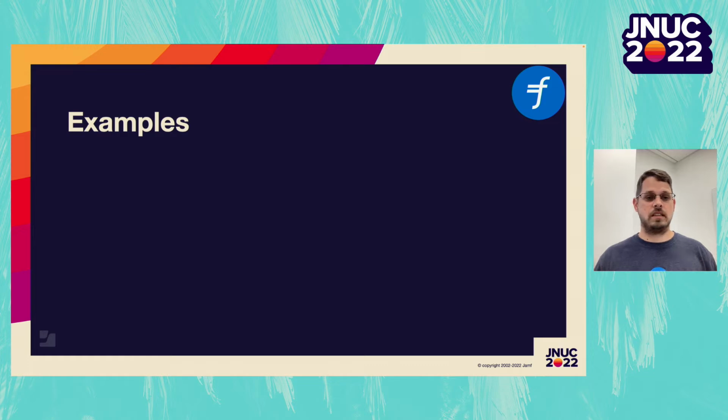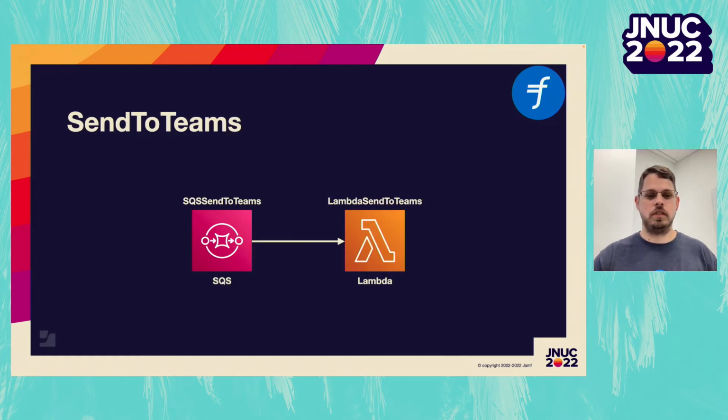So, let's head into a few examples. The first being a simple Lambda. It sends a message to a Microsoft Teams channel. And this one is triggered automatically whenever a message appears in a specific SQS queue. This one specifically will take a message that comes to SQS and put it in a Teams channel.